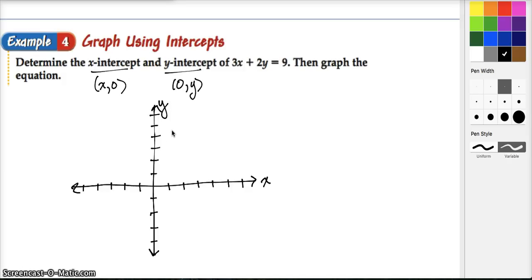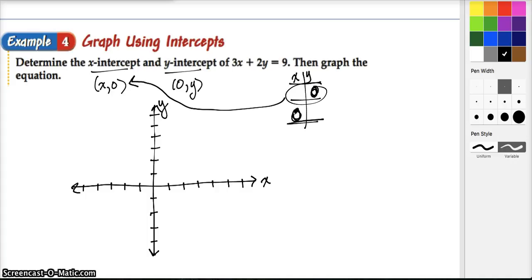I've started off by creating my x and y axis, and the next thing I'm going to do is make a table, but a super small table. One point I'm concerned about is what happens when y is equal to 0. The x value is what I'm concerned about. When I do this, I'm going to get the x-intercept. The next point is what happens when x is equal to 0. Whatever y value I get here will give me my y-intercept. That's 2 points, and the only 2 points I need in order to graph this equation.